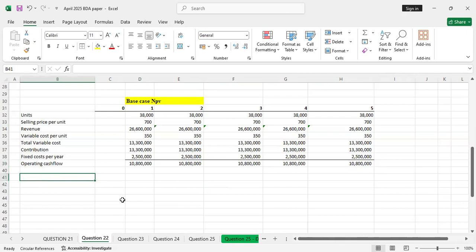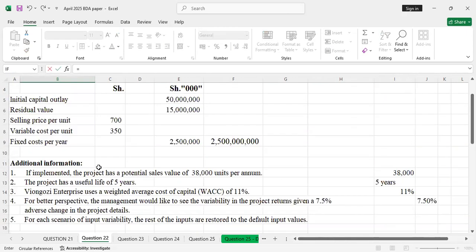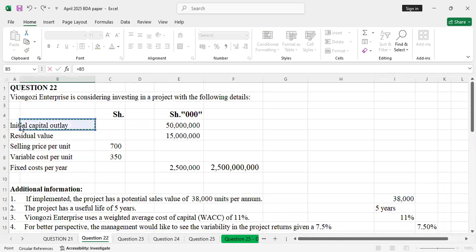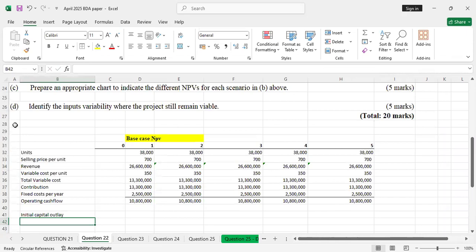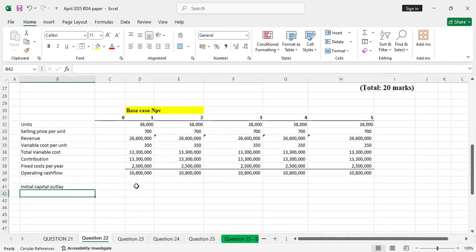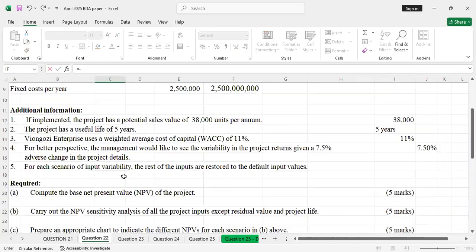So I'll start with the initial investment. The initial investment is the initial capital outlay. And even for year zero, this occurs at year zero, because this is the money that you spend. You invest first in the business. So that's a cash outflow. So it will be negative. So you say equals to negative.